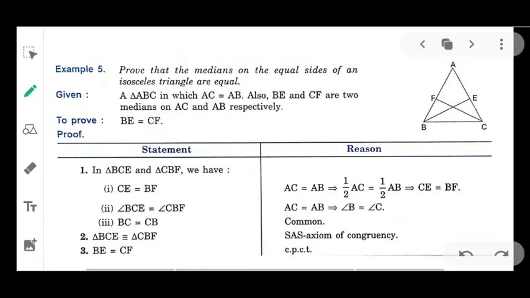So first, write what is given. A triangle ABC in which AC equals to AB. These two sides are equal, and also BE and CF are two medians of AC and AB respectively. That is given. Now we have to prove that the medians BE and FC are equal.